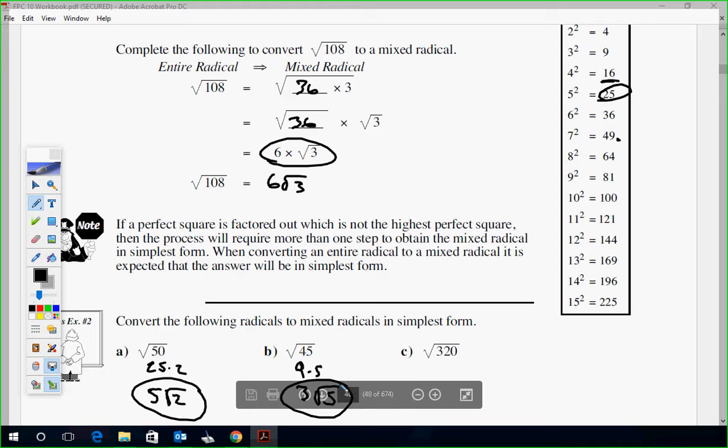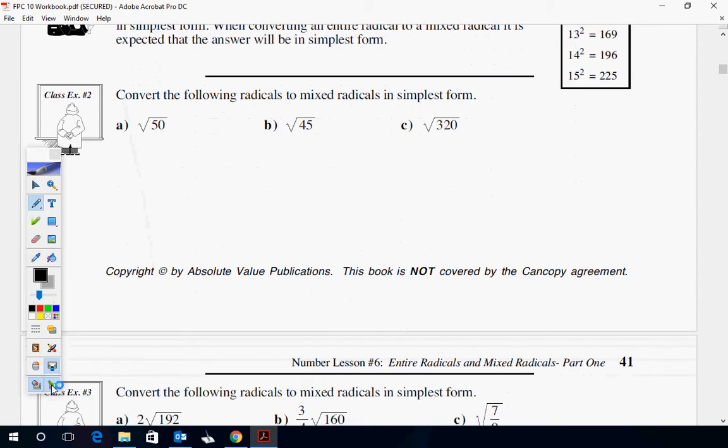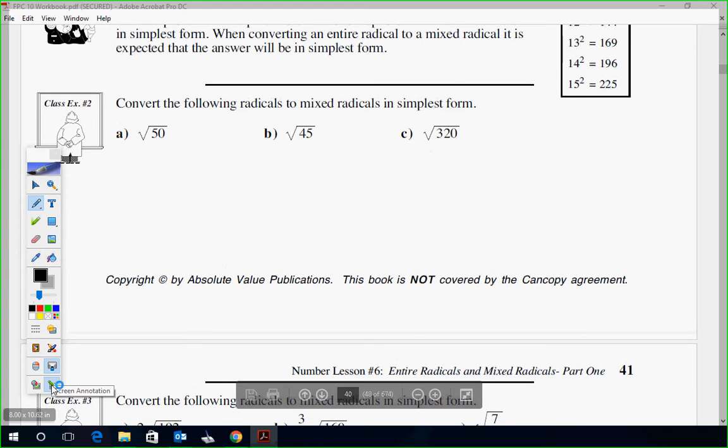Okay, I'm going to pause the video for a second. Try 320. It's a little bit bigger. I want you to try 320, see if you can get it. All right, so what did we get? Who got the 320? Somebody new. Yeah, go ahead, Bree. Okay, so she got 64 times 5. So it's 8 times root 5. Okay, good.